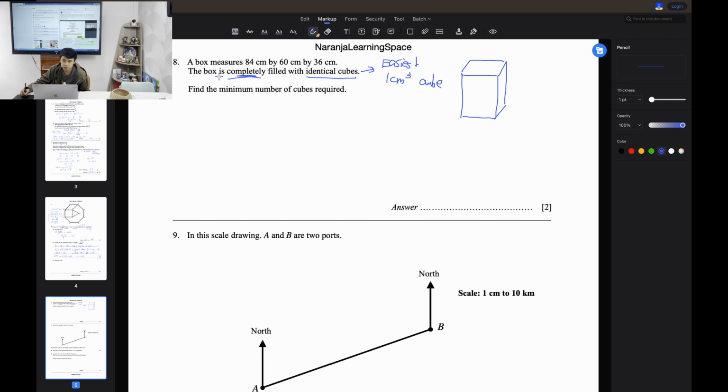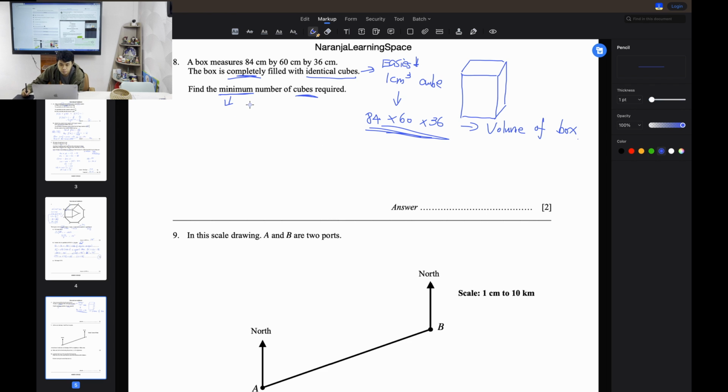That will be much easier, so that you will have 84 times 60 times 36. Okay, so in this case you will have 84 multiplied by 60 multiplied by 36. This is simply the volume of the box, right? The question asks for the minimum number of cubes required.